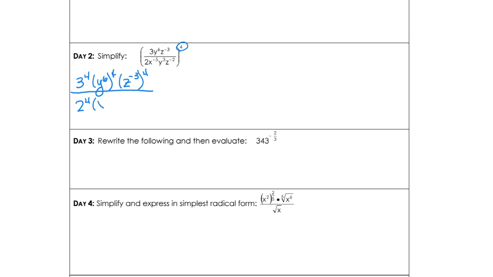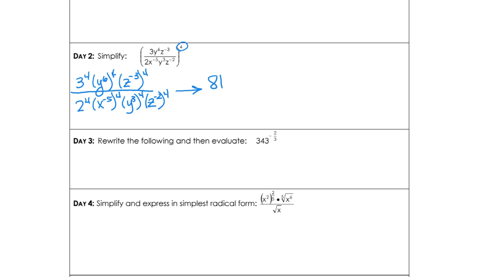We're going to take x to the negative 5th and raise it to the 4th power. We're going to take y cubed and raise it to the 4th power. And we're going to take z to the negative 2nd and raise it to the 4th power. Take your calculator, type in 3 to the 4th, which is really 3 times 3 times 3 times 3, and we're going to end up with 81.